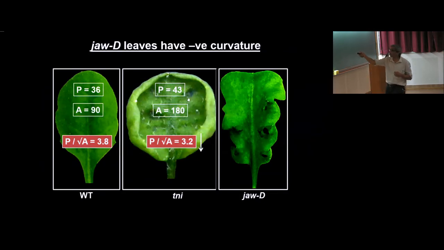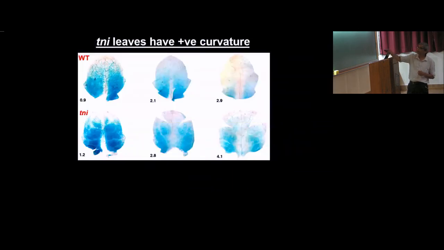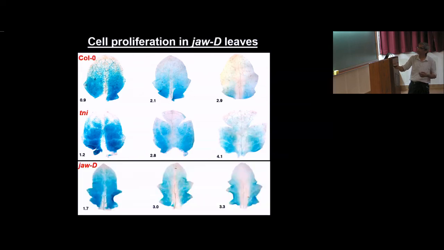And if you compare that with this mutant, which has negative Gaussian curvature, or the folds towards the periphery, the P changes from the wild type, A also changes, but what is important is the P by square root A, which is more than 3.8, which shows a negative Gaussian curvature in this mutant. And you can do a similar study. So this is the wild type, and this is the TNI mutant with the positive Gaussian curvature, and this is the negative Gaussian curvature of the cell proliferation.